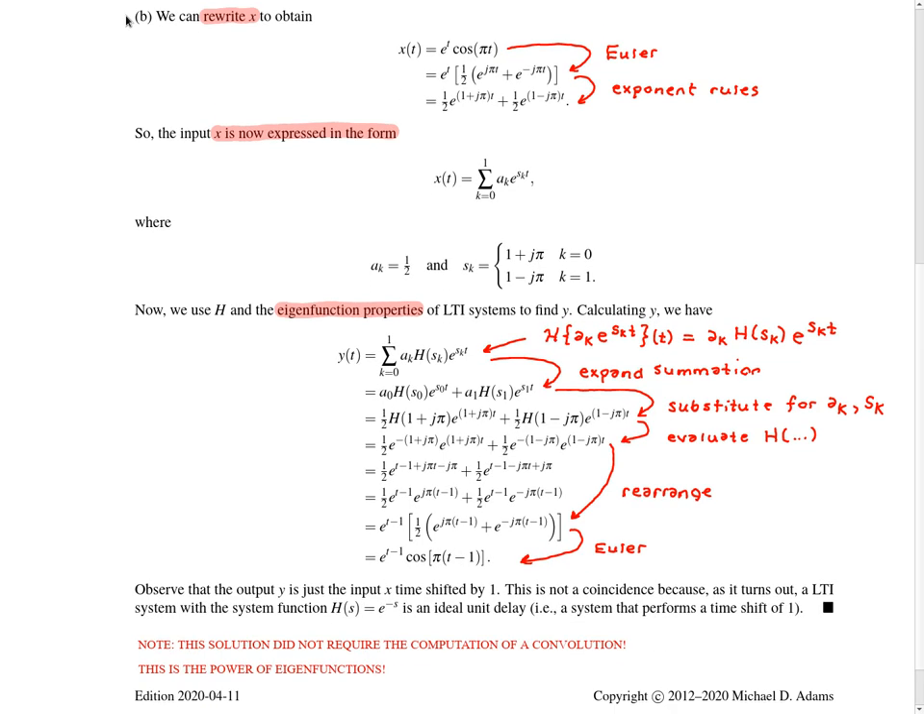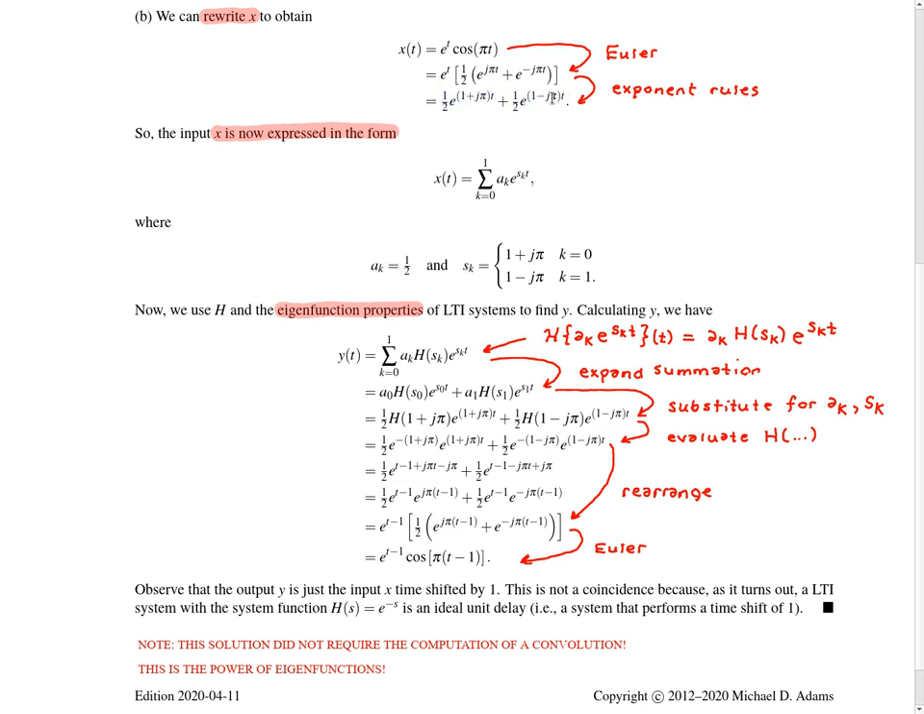In part B of the problem, we're asked to find the response of the system to the particular input x that's given by this formula here. And since we want to use eigenfunction properties to do this, we're going to have to rewrite x as a weighted sum of complex exponential functions. And to do this, we can simply observe that we can use Euler's relation to rewrite this cosine function as a pair of complex sinusoidal terms. In other words, we can rewrite the cosine function like this, as I've highlighted here. And then we can use exponent rules to rewrite this as the next line.